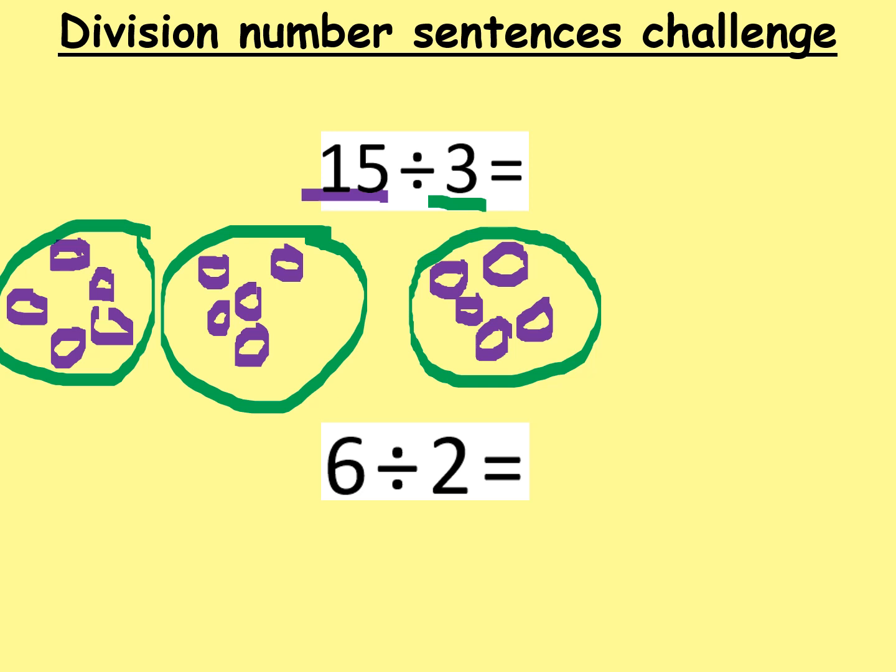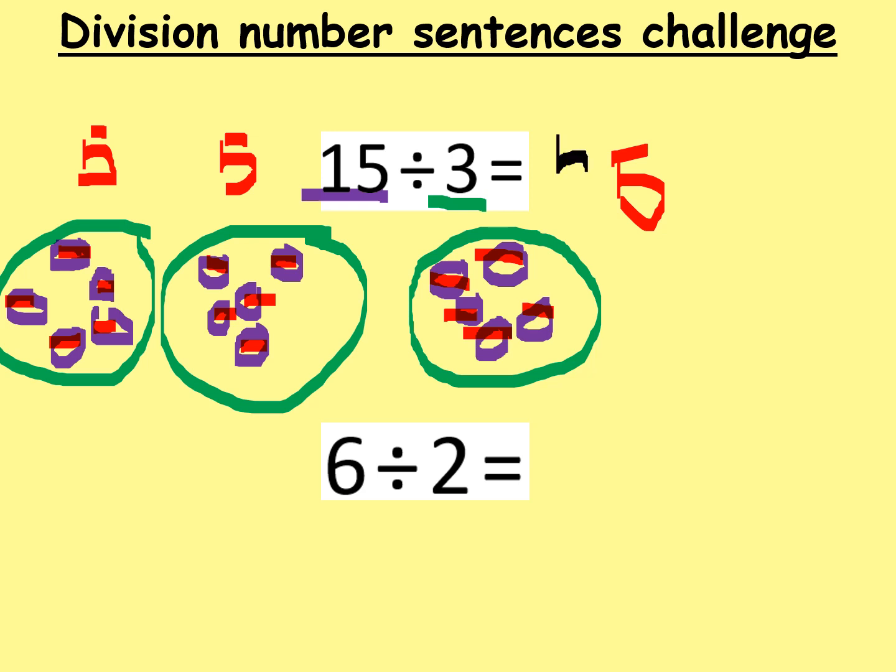Right, so I've shared out my 15. We know that if it's right, the groups must be equal. So let's check. In this group, we've got 1, 2, 3, 4, 5. In this group, we've got 1, 2, 3, 4, 5. And hopefully there'll be 5 in this group. 1, 2, 3, 4, 5. Yes. So if we have 15 things, we share it between 3 people, they get 5 each.